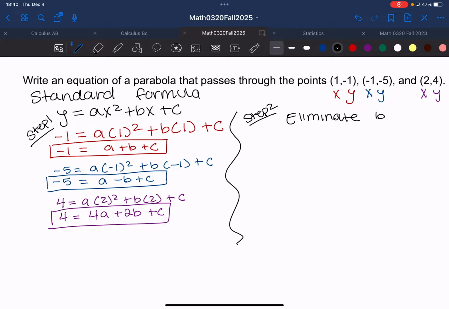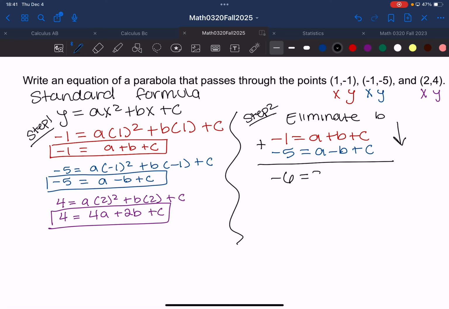So what we're going to do is we're going to take that red equation, so -1 is equal to A plus B plus C, and the blue equation, -5 is equal to A minus B plus C, and we are going to add them down, which means the numbers get added together, the A's, the B's, and the C's. So I have -6 is equal to 2A. The B's are now gone because that was the goal, plus 2C. This is now equation 4.